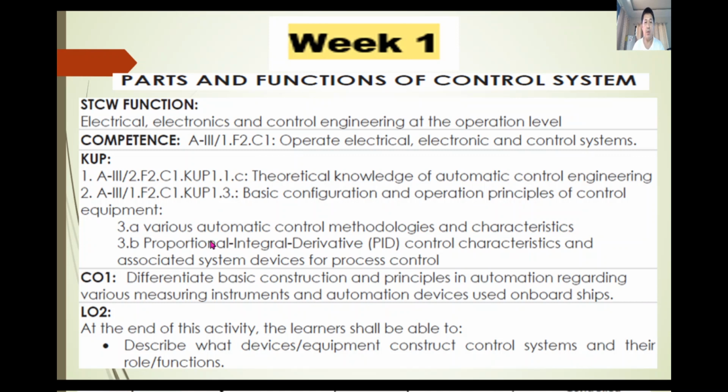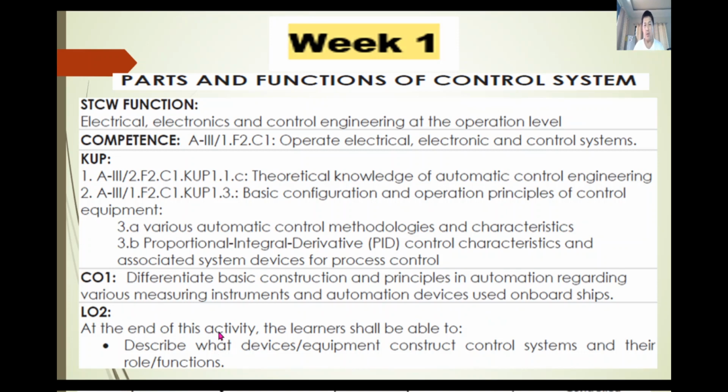So we have here various automatic control methodologies and characteristics, proportional, integral, derivative, or PID, control characteristics and associated systems, devices, or process control. So we have the course outcome, differentiate basic construction principles in automation regarding various measuring instrument and automation devices used in those ships. So we have learning objective.